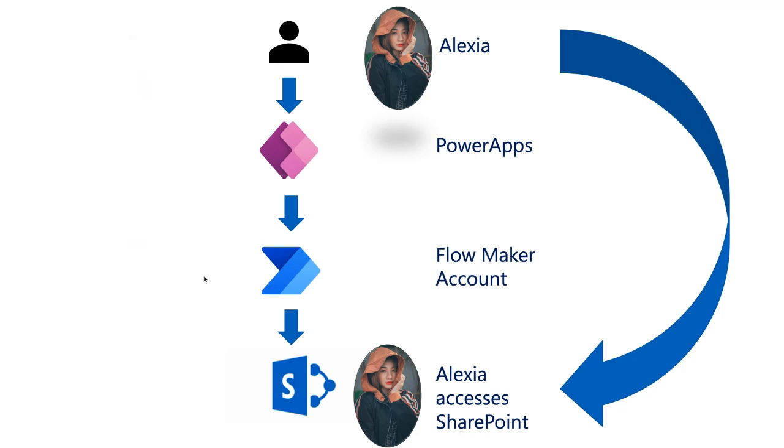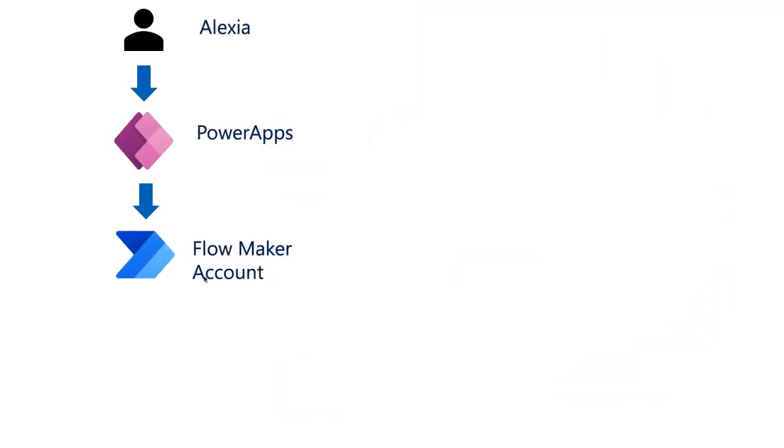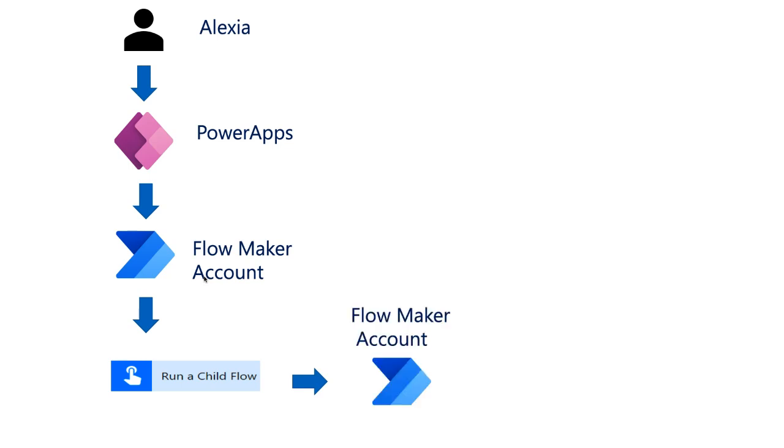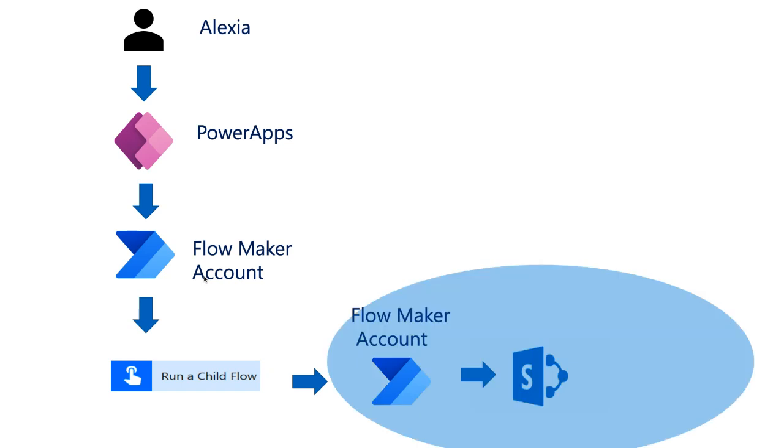So how can you fix that? To fix this, you need to create a second flow that will be called by the first flow. So here, same system: Alexia calls Power Apps that calls a flow, installed with the Flow Maker account, and then this flow can use an action called run a child flow that will call a second flow, right? Also installed with the Flow Maker account. And this second flow can access SharePoint, can use premium features, for instance.